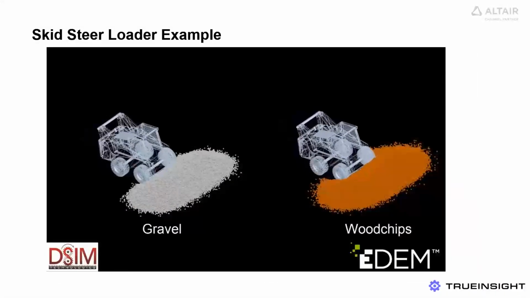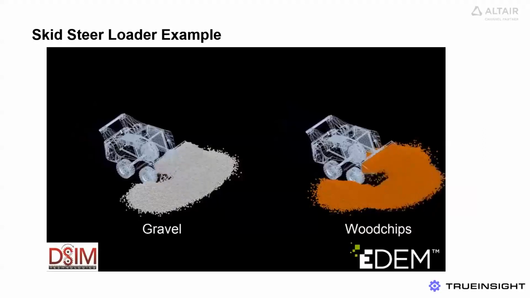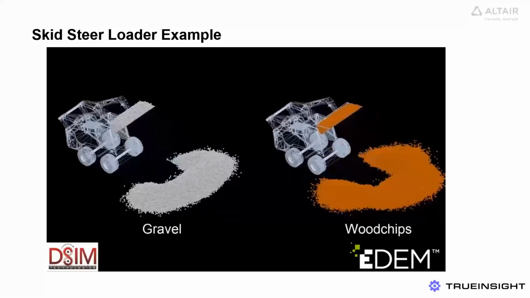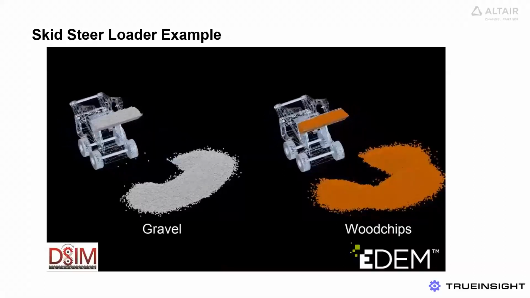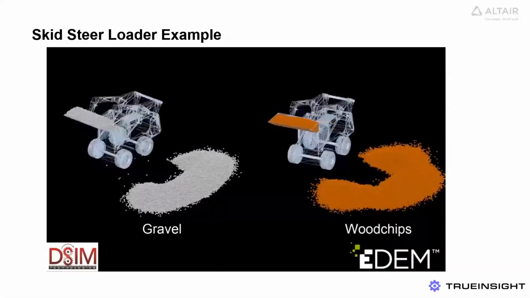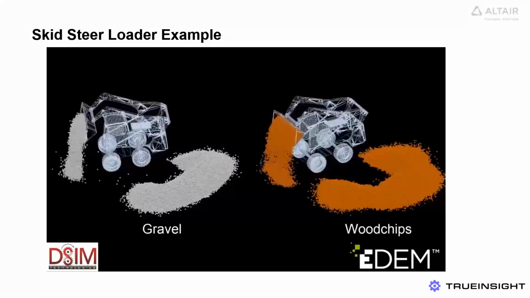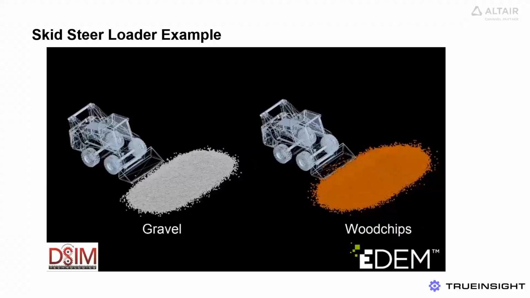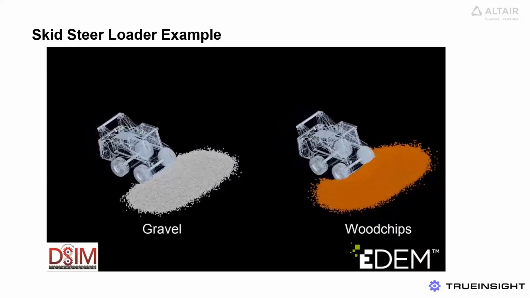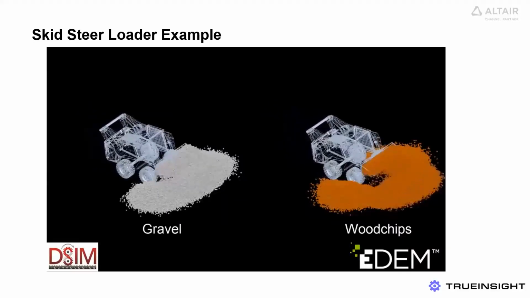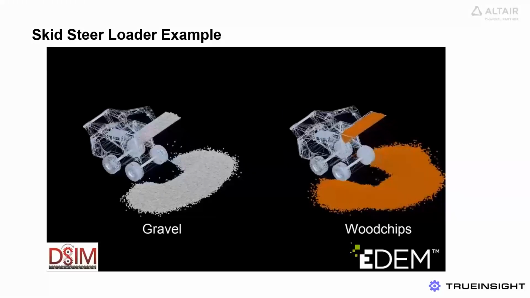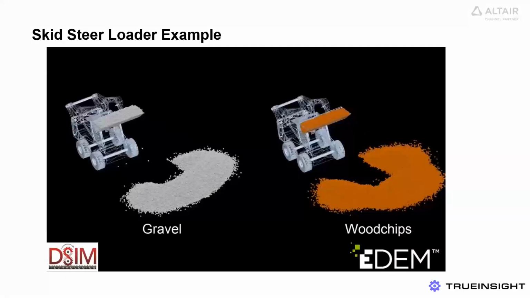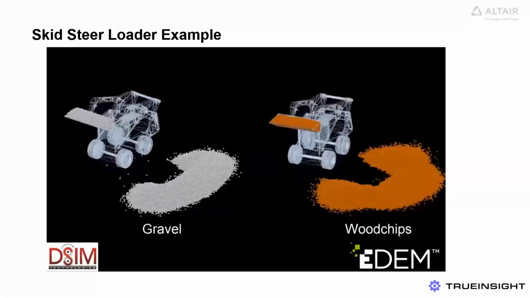Another example of using an EDEM MBD coupling is one of a skid loader digging into an unconstrained pile of two different materials, which in this case is gravel on the left and wood chips on the right. You can see how the skid steer reacts to the material piles. First, the loss of traction, particularly in the gravel pile, as the skid loader digs into the pile, and then the response from the loading arms as the material is carried out of the pile.